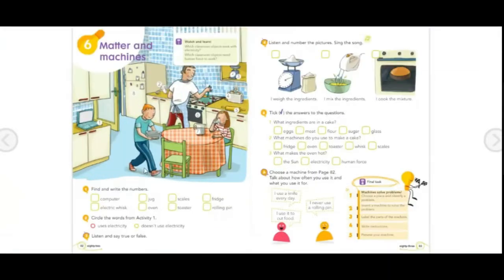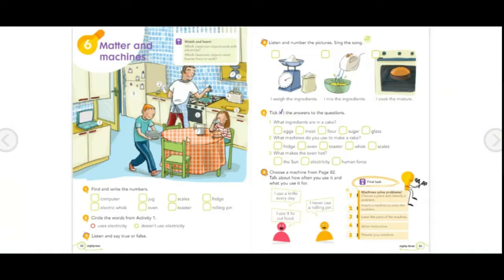Here we have the picture, and we can see a family. This is the father, the son, and the daughter. So we have one boy, one girl, one man. Where are they? Do you think they are in the living room? Do you think they are in the kitchen? Are they in the bathroom? I think you know that they are in the kitchen because they are cooking.